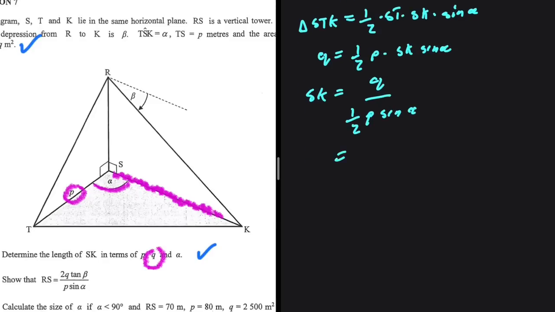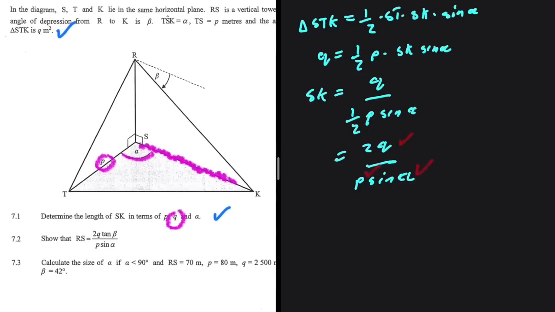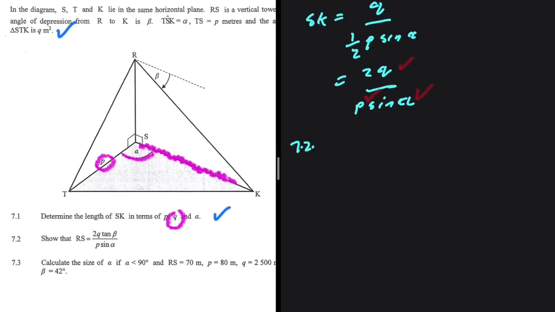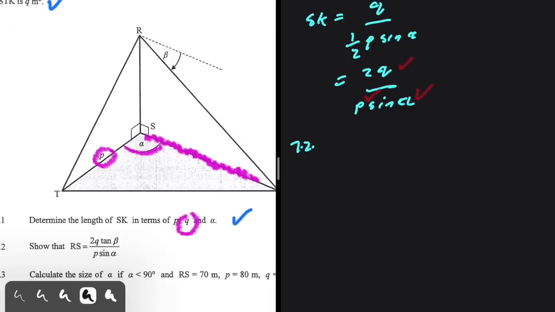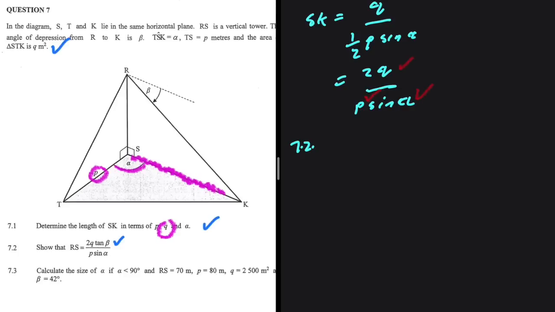This is obviously equal to 2Q divided by P sine of alpha. So this is SK in terms of Q, P, and alpha. That was 7.1. Let's see if we can do 7.2. In 7.2, we're supposed to show that RS is equal to 2Q tan of beta divided by P sine of alpha. So let's go ahead and take a look at our triangle.